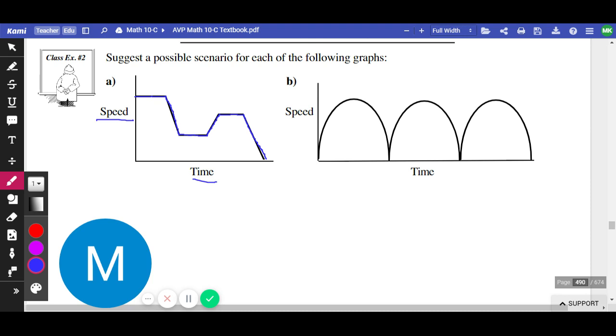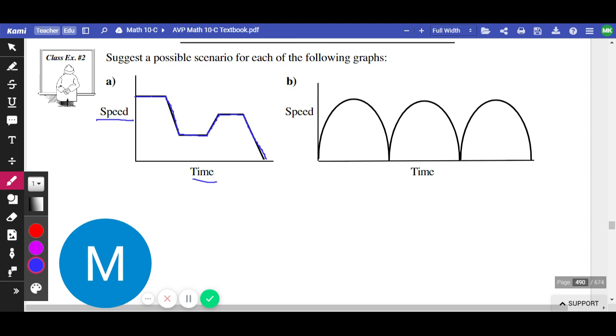B is a little bit trickier, especially since it's got these weird little bumps. So it looks like maybe a yo-yo. Yeah, a yo-yo would be a good representation. This would be the speed of a yo-yo. So it starts in my hand at 0.